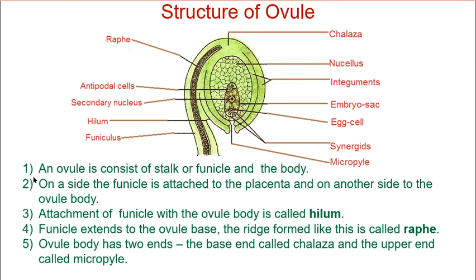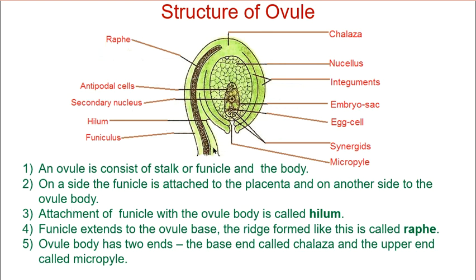So what you can see is that there is a stalk and there is a round body. An ovule consists of a stalk, called the funicle or funiculus, and the body. On one side the funicle is attached to the placenta, and on the other side to the ovule body.